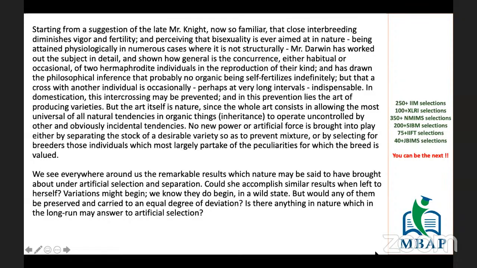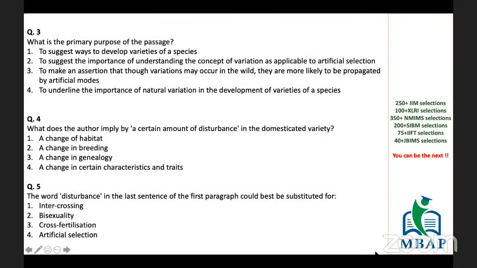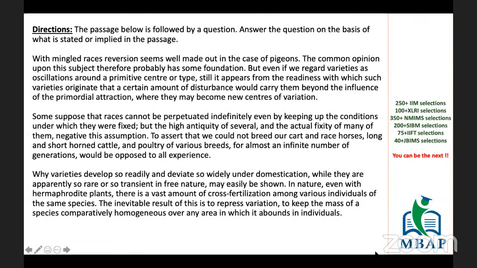If the number of questions is small, suppose there are only 2 questions and the passage is absolutely lengthy, do not waste your time. You better come to it later on, when you have solved your entire section. When you are done with your entire section, then you can come back to this passage. Otherwise, skip it.